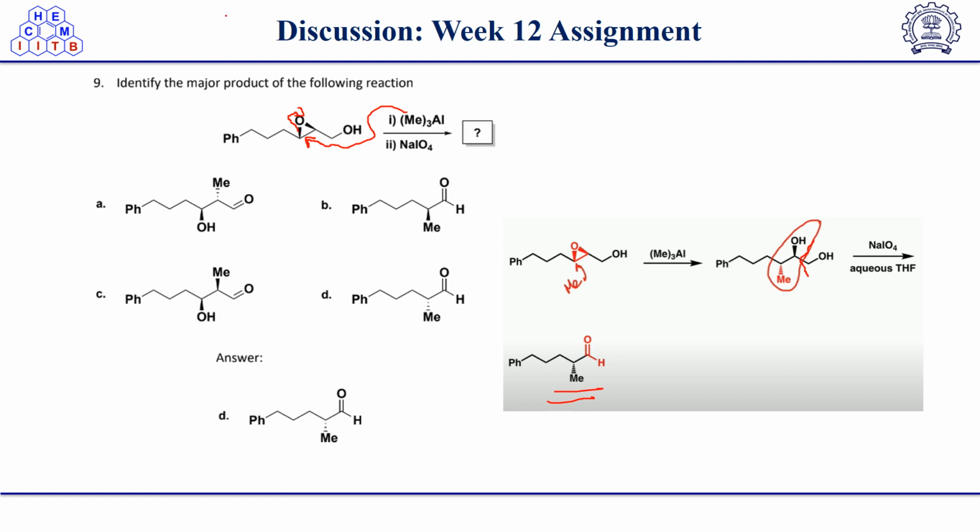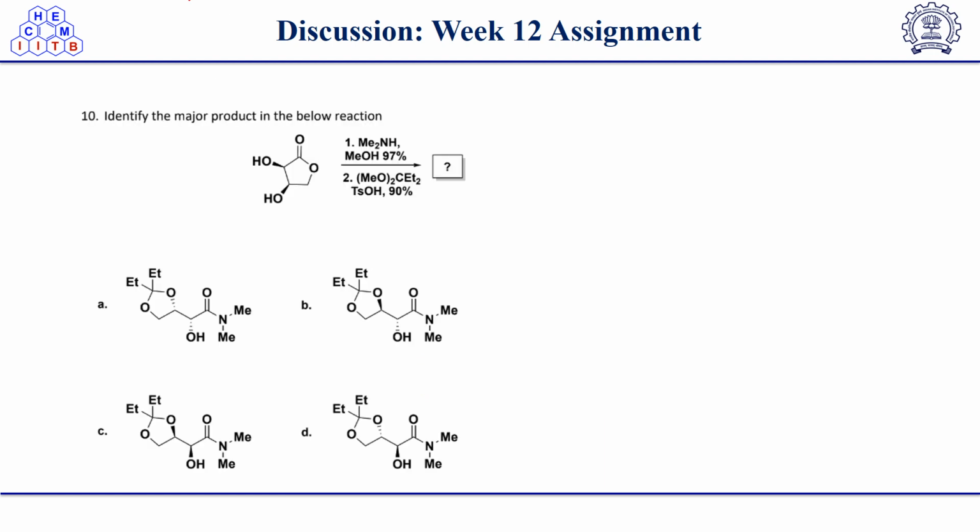Moving to the last question of the week 12 assignment, identify the major product in the below reaction. That is, this particular compound upon treatment with dimethylamine in methanol, and in the second step with dimethoxy diethyl carbon and para-toluenesulfonic acid, with 90 percent yield. These are the yields that they have mentioned, 97 percent and 90 percent. So what will be the major product after this reaction?